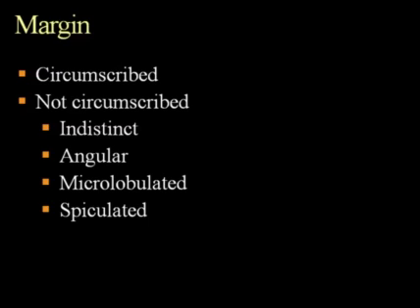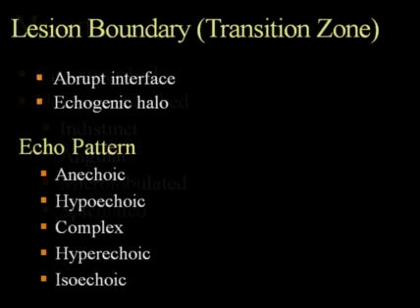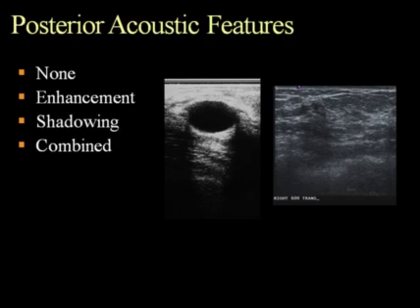When we look at the margin of a mass, we want to describe whether it's circumscribed or not, whether the margin is indistinct or angular, microlobulated or spiculated. We want to discuss the transition zone and the lesion boundary. Is there an abrupt interface or an echogenic halo? What is the echo pattern? Is it anechoic, such as that we may see in cysts, hypoechoic in masses, complex, cystic and solid component, hyperechoic or isoechoic? This is an old case, but it's a very good one.